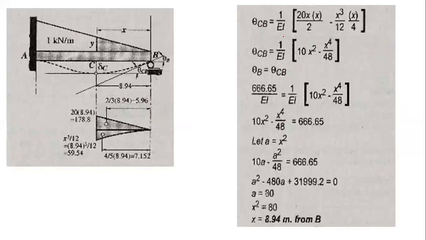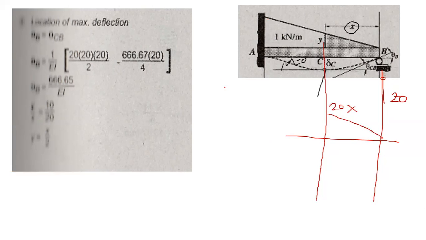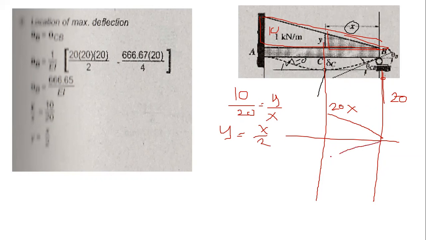Okay. So what is this value? If you have here, this is 10, right? 10 is to 20. And then you have here, y is to x. Asan yung y? Ito y is to x. This big triangle is proportional to this small triangle. So we can have here y with respect to x. X over 2.